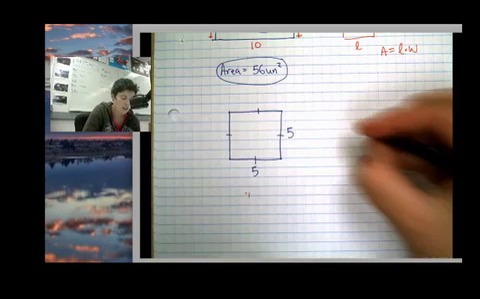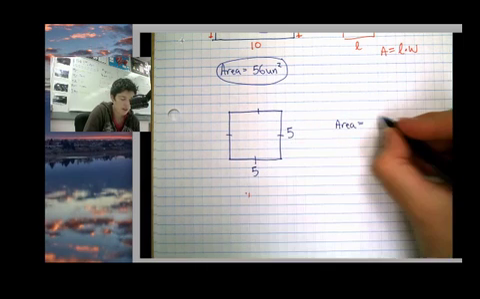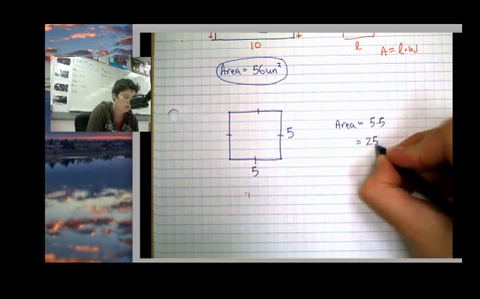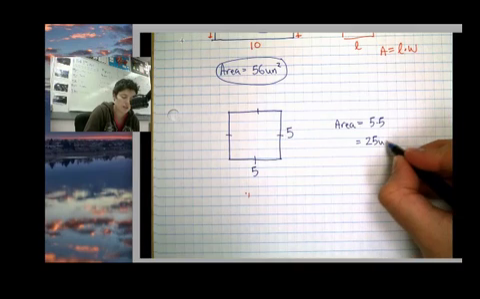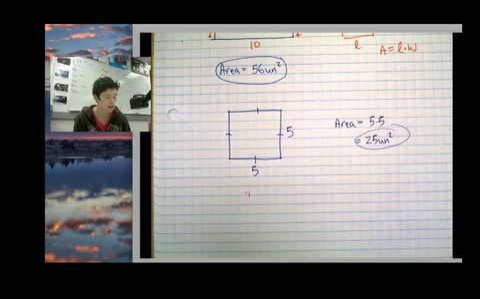And if I needed the area, then I would say the area is length times width, 5 times 5, which is 25. So this whole square has an area of 25 units squared. Okay, no problem. This is all review so far.